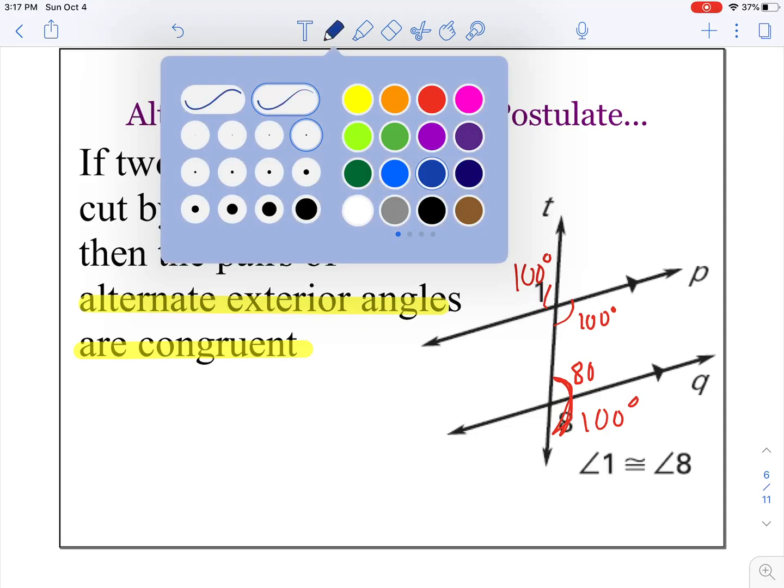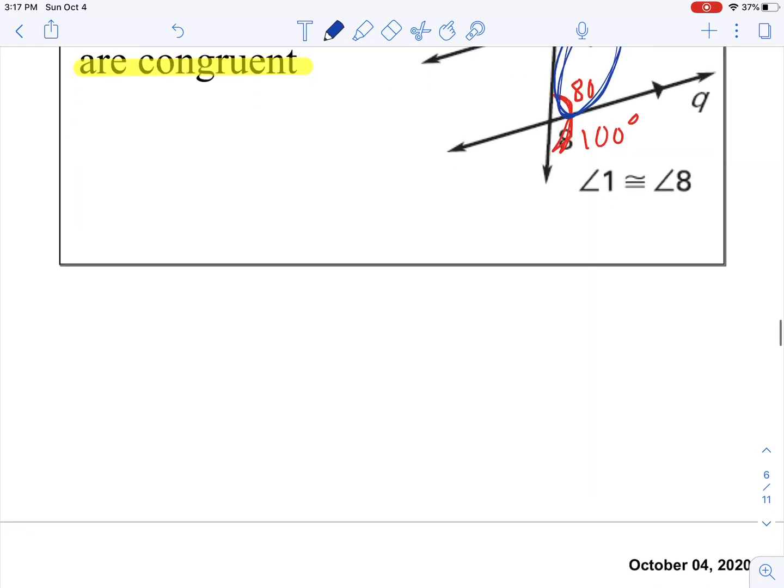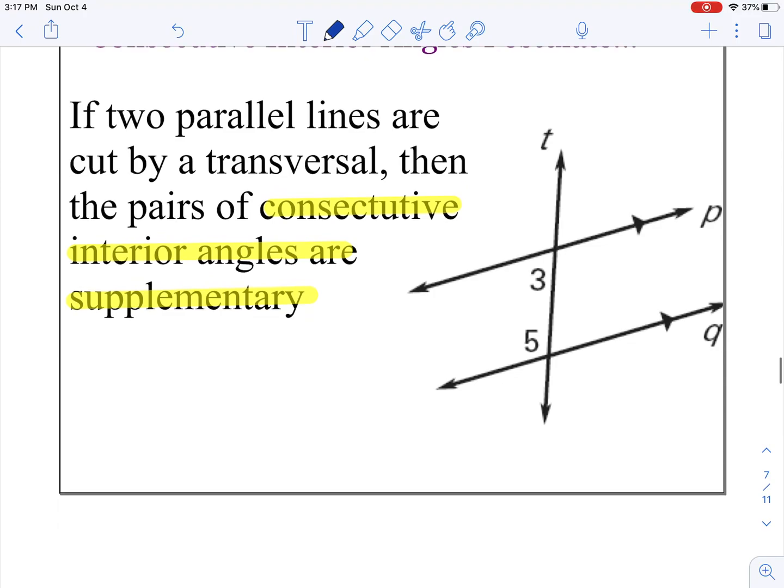Our last set of angles then are your consecutive interior angles. They are not equal to each other. Instead, they add to 180. They would have to be supplementary. If two parallel lines are cut by a transversal, then your pairs of consecutive interior angles are supplementary. So meaning angle 3 plus angle 5 will have to equal 180.